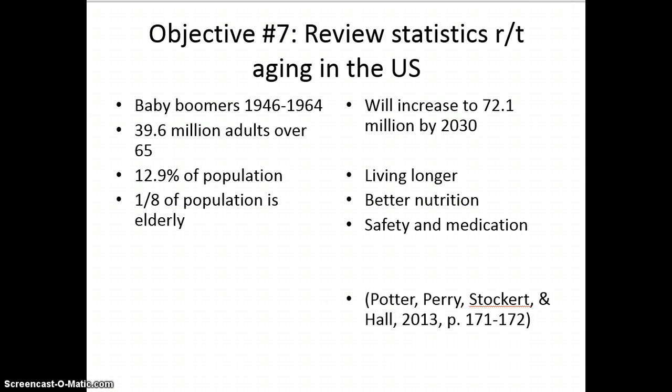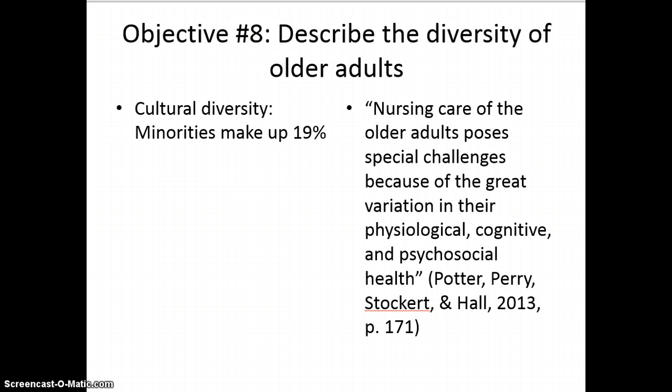When we look at statistics, again, you don't need to know these for the test or anything, but we just know that there are a lot of baby boomers that were born between 46 and 64 that are now getting into that age span where they are applying for Medicare and retiring. It's about 12% of our population, and we know that people are living longer because we have better nutrition, we have better medications that keep people alive longer, and many other factors that tell us that these numbers are going to only continue to increase.